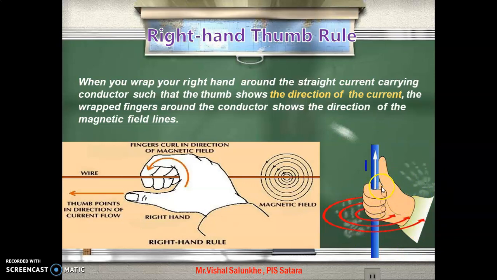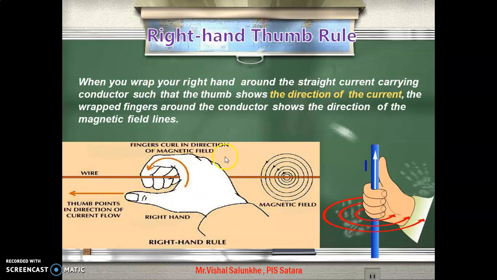So here we can say the direction of the current is upward and the direction of the magnetic field is anti-clockwise. But if you reverse the direction of the current, like if you hold the conductor upside down, then the direction of the current is downward and the direction of the magnetic field will be clockwise. Here also we can see the thumb indicates the direction of the current towards left, and this is the direction of the magnetic field lines.